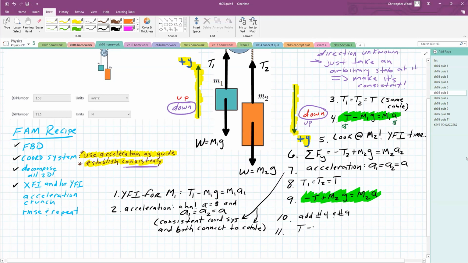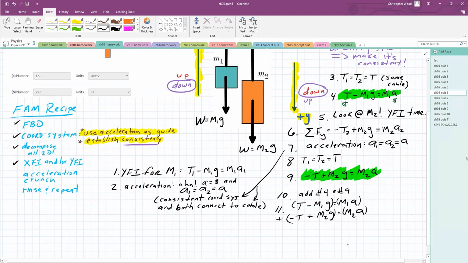T minus M1G equals M1A. Here's equation number 9. Minus T plus M2G equals M2A. And like I said, I'm adding these equations. So this is how I think about it. I am adding the left sides and I'm adding the right sides. So if I add both of these equations together, I'm going to get M2G minus M1G equals M1A plus M2A.